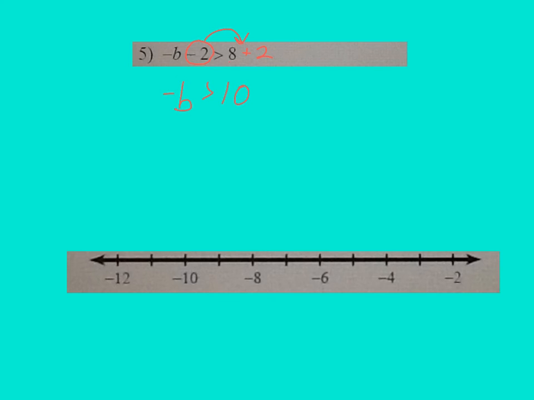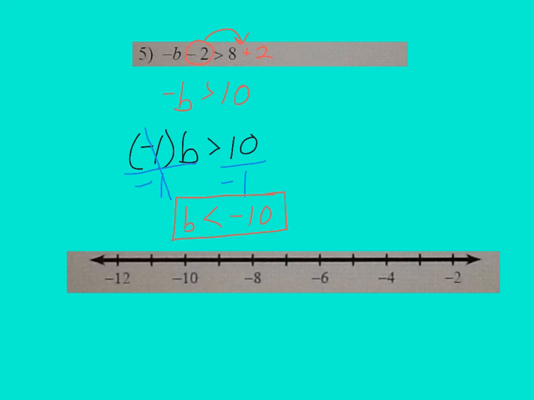But I have -b. Now, I don't want the negative. So we've got a couple of things. We could visualize this as -1 times b. And if we have -1 times b, I would divide by -1. That would become 1. And we would divide this side by -1. Okay, now we have divided by a negative, so I do have to make sure I flip my sign over, and I get b is less than -10.